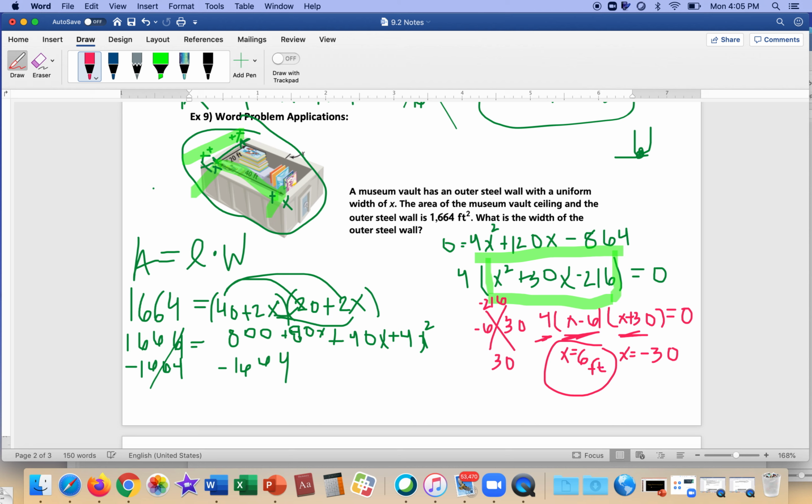So what is the width of the outer steel vault? This little chunk in here on all these sides, the width is 6 feet. So that's a pretty thick reinforced wall, right? Okay, let's try the next one.